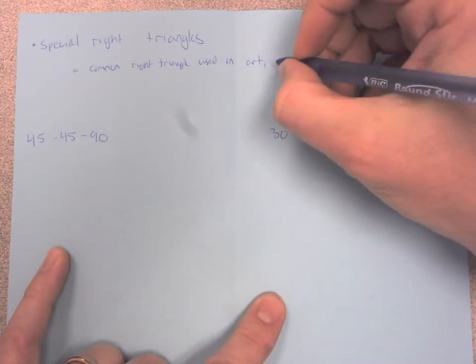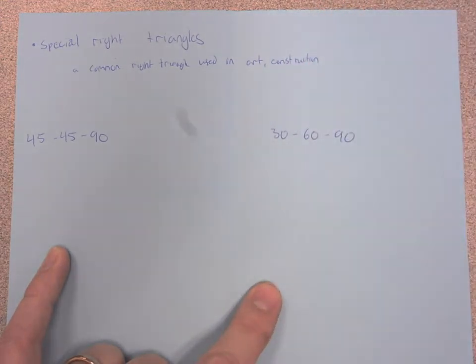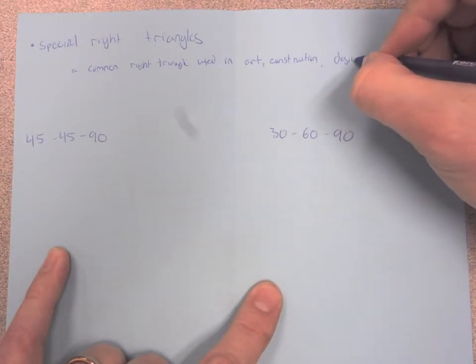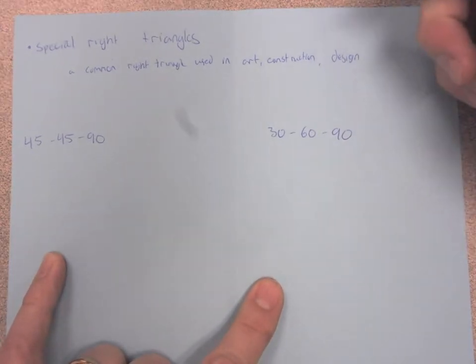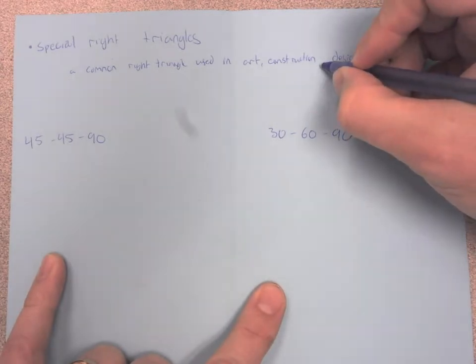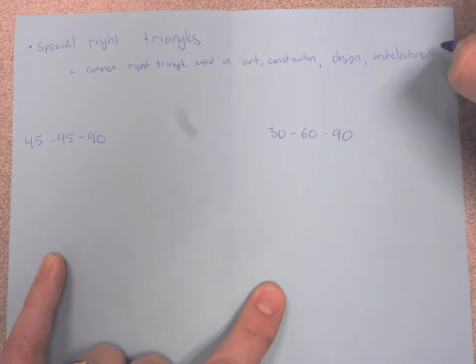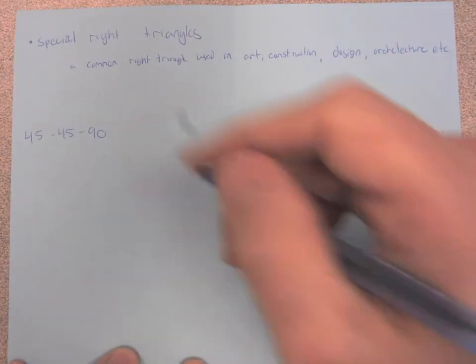Art is a big one. Construction, like if you're building bridges, or you're building a house and you're trussing up the sides of a house. Design in general, so product design, art design, graphic design, things like that. Architecture, etc. Lots of different things. They're so common that we're going to memorize the side ratios.